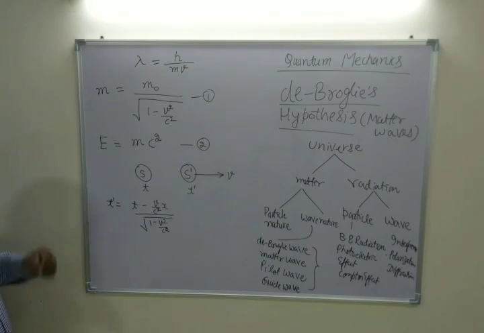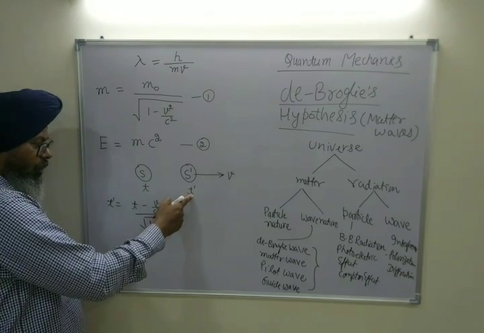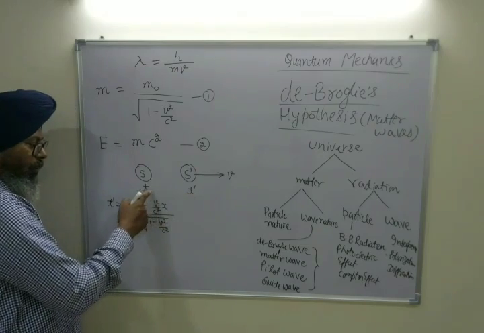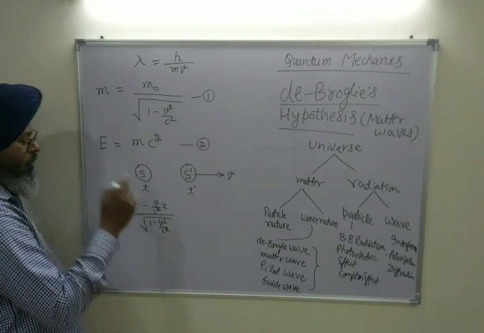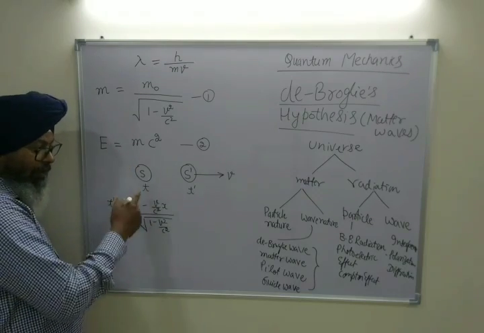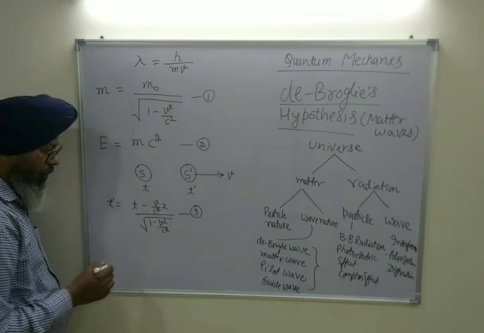So this is the relation we must remember, and it transforms time of frame S dash. It relates time of frame S dash with the time of frame S at a point whose position with respect to S is x. This is the third relation that we should remember.